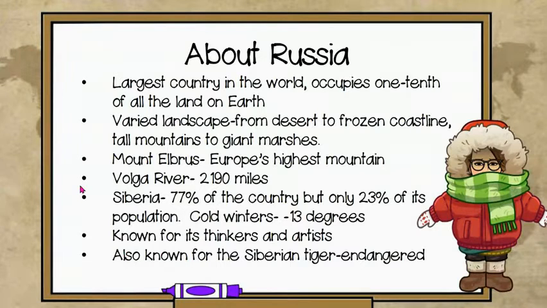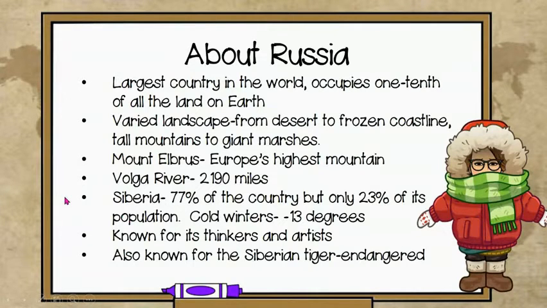Russia is also home to Siberia. Siberia takes up 77% of the country. That is over 3/4 of the country. But only 23% of Russians live in Siberia. That's only 1/4 of its people live there. So why would the biggest part of Russia have so few people? Well, one reason might be that the winters get so cold, they can go to minus 13 degrees, which may be why I'm all bundled up.